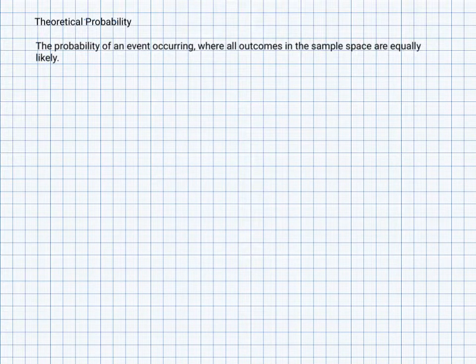Theoretical probability is the probability of an event occurring where all outcomes in the sample space are equally likely. So let's have a little look at how that works. If in the sample space, that means every event that could happen, I'm rolling a dice, it means that the chance of getting a 1, a 2, a 3, a 4, a 5, a 6 are all equally likely. It means my dice isn't loaded. I'm not more likely to get a 2 or a 3.